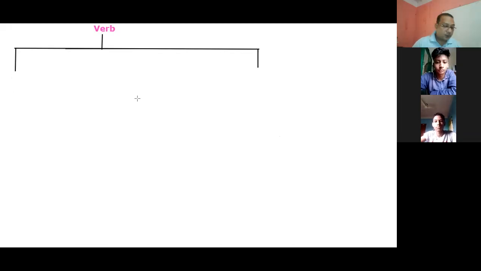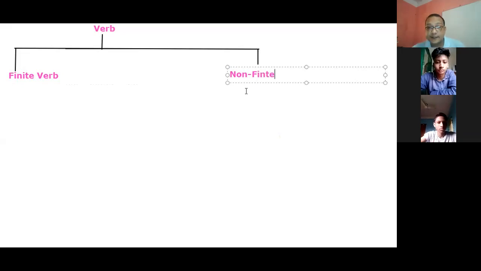Now, can anybody give the definition of auxiliary verb? Auxiliary verbs are those verbs which do not have meaning of their own, but help other principal verbs to fulfill their meaning. Fine, thank you. Who else can say the definition of auxiliary verb? What about the others?